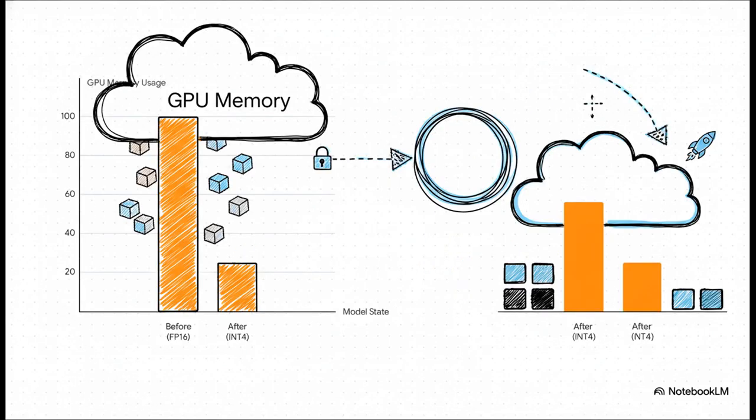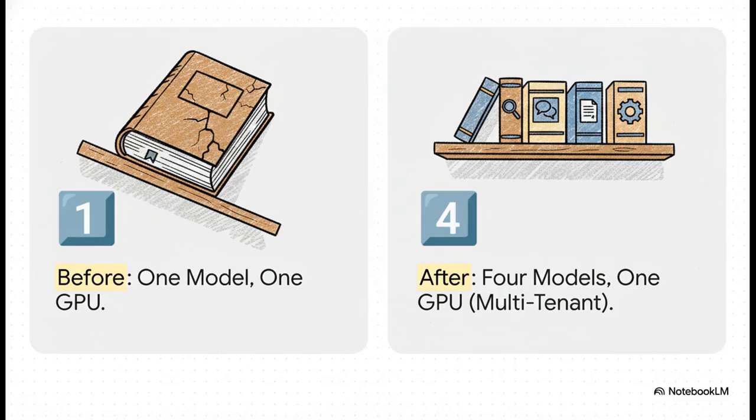And this chart just drives the point home. On the left, you see the before state. That's one model, in its original high-precision format, taking up almost all the GPU's memory. And on the right, the after. It's the exact same model, but quantized. And look at that. It's now using just a quarter of the space. And what this enables is a fundamental shift in your architecture. You go from a one model, one GPU bottleneck to what's called a multi-tenant architecture. Remember that bookshelf that could only hold one heavy book? Well, now it can comfortably hold 4. 4 specialists all working in parallel on the very same hardware.